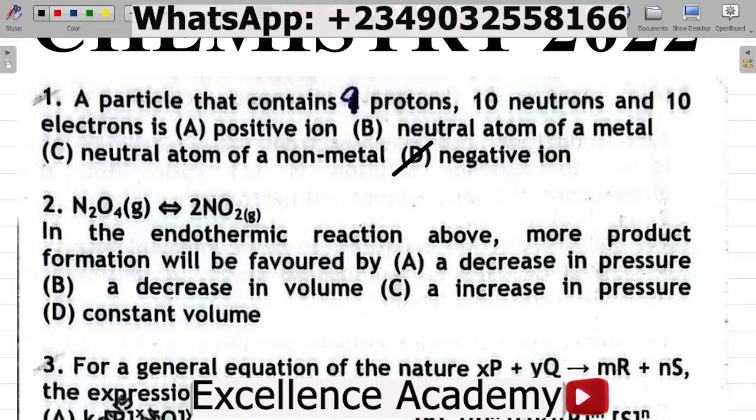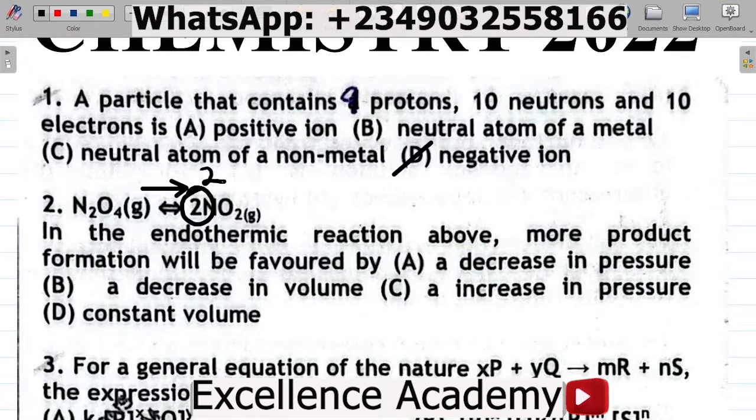In the question, they said more product formation will be favored by. So if we say more product formation, we're looking at going this way here. Going this way, we can see that this part has more moles because this one has 2 moles. Meanwhile, the reactant has just 1 mole. What favors the side with more moles? Will it be an increase in pressure or a decrease in pressure? As said earlier, a decrease in pressure will favor the side with the highest number of moles.